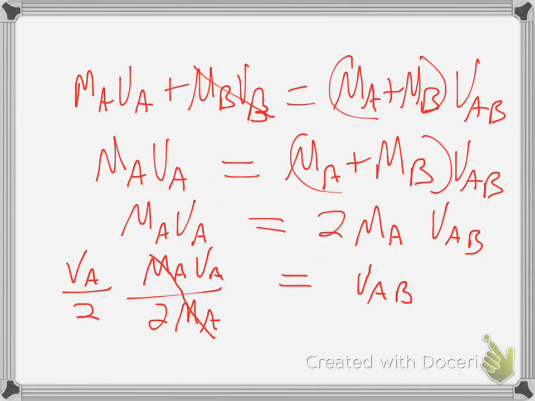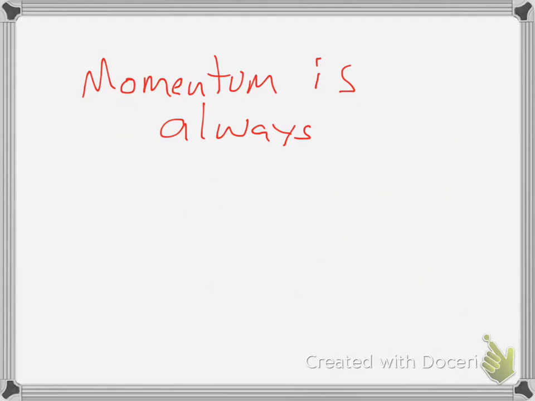And it's pretty neat. You can talk about how momentum is always conserved. So momentum is always conserved. And what do I mean by that? I mean that in a closed, isolated system, the momentum before always equals the momentum after.